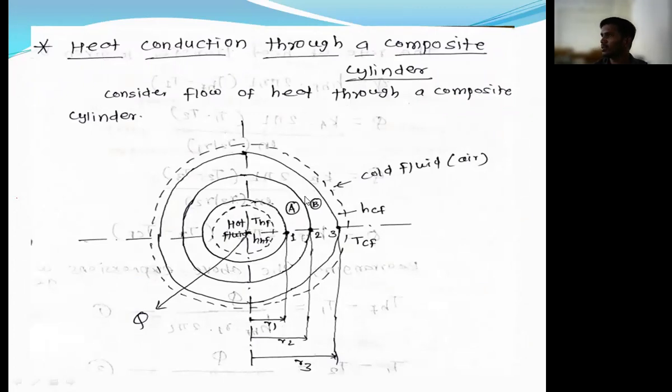Okay, how much more time? It is done, right? We will take this in tomorrow's lecture. Heat conduction through a composite cylinder means what will be inside? There will be hot fluid, and in the surroundings there will be cold fluid. So that's why the heat transfer takes place in the radial direction. Okay, and we have considered the two layers, layer A and layer B. Okay, and for that we are deriving the equation of Q.